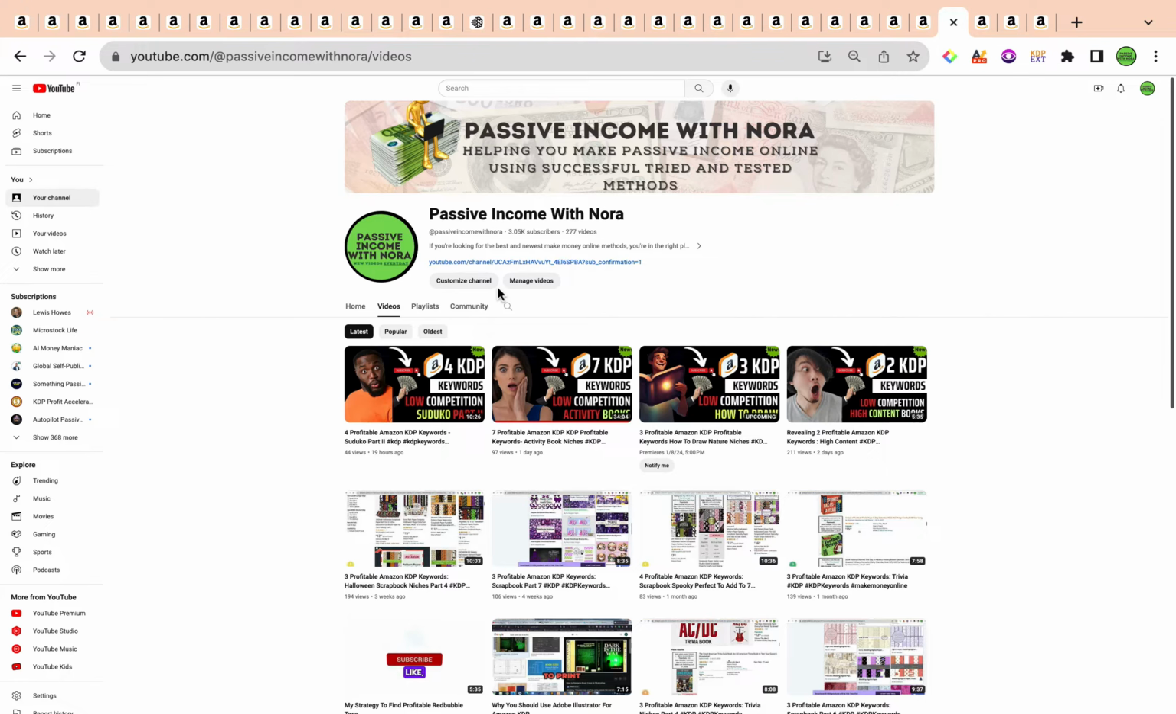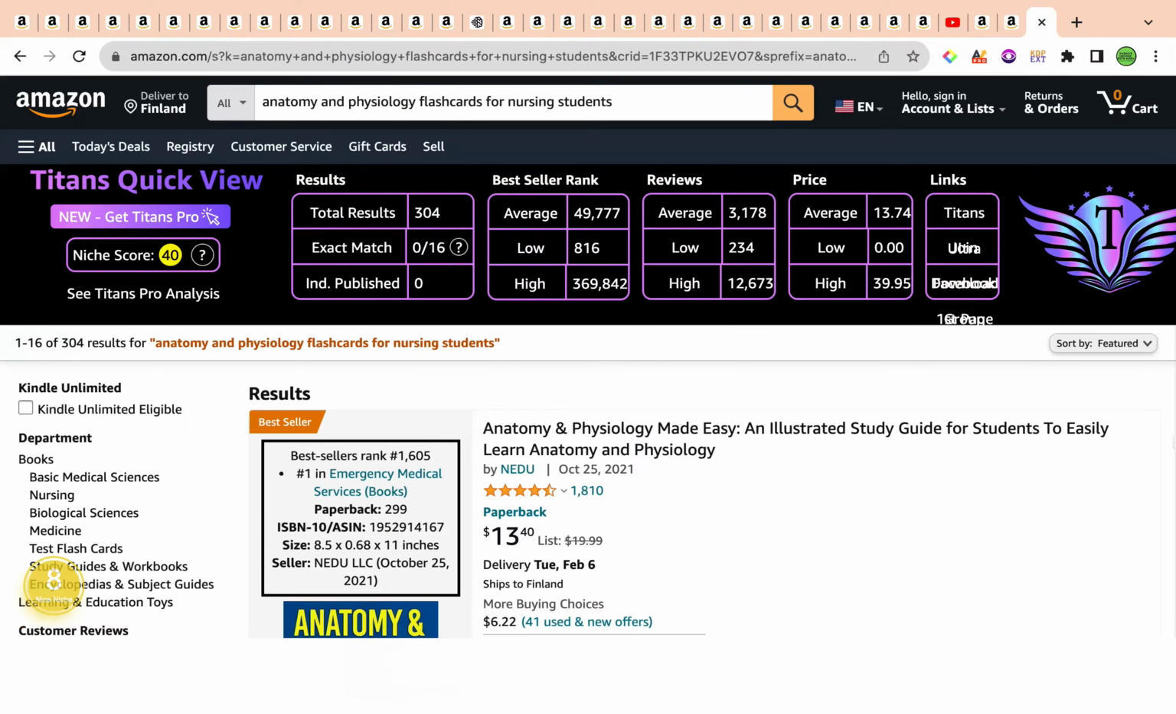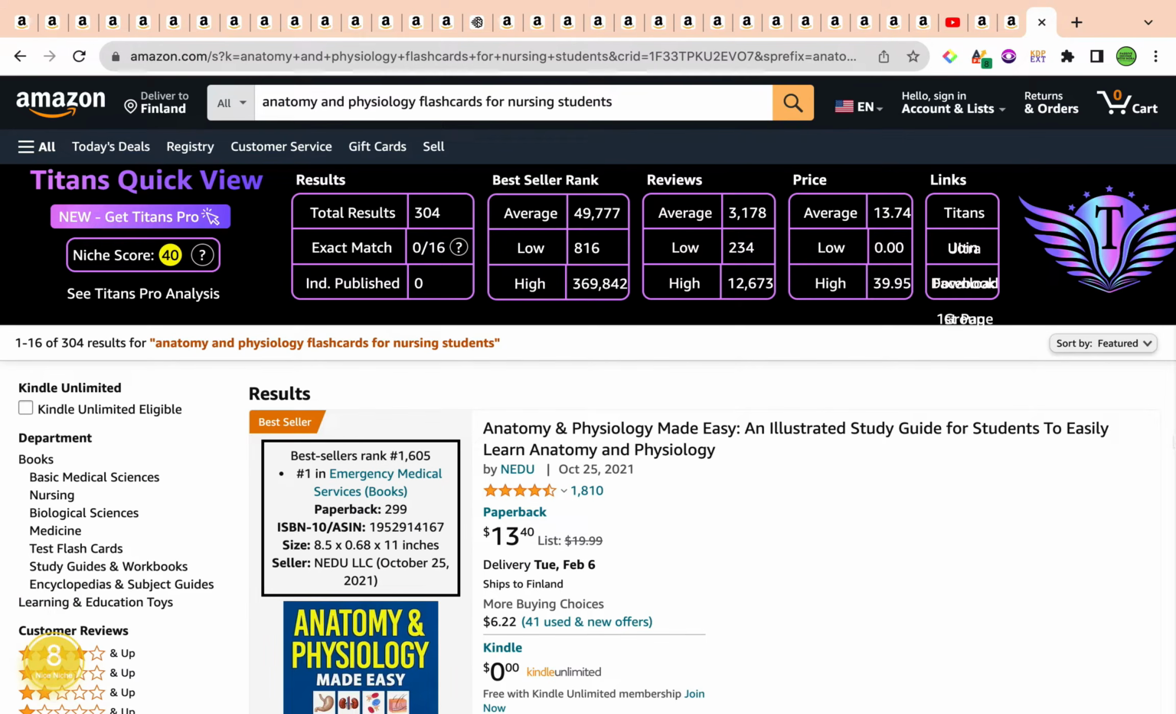Now, with that being said, let's head over to the first keyword for the day. And the first keyword for the day is anatomy and physiology flashcards for nursing students. So these could be perfectly sized at an 8.5 times 8.5 inch book, and then the user would be able to cut through these cards and use them for revision, use them for any sort of thing.